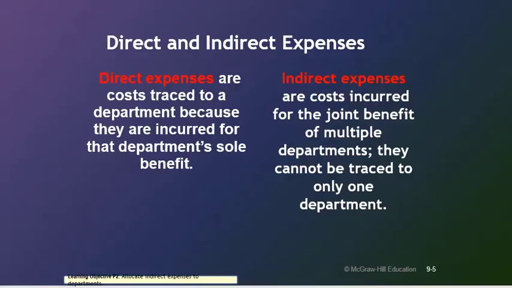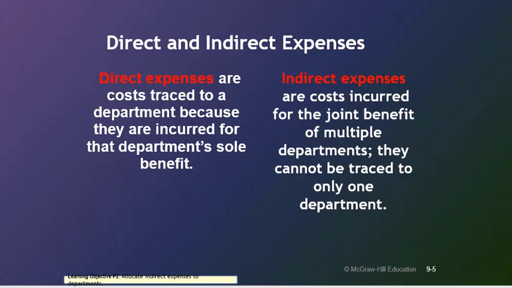Okay, so let's talk about direct and indirect expenses. When departments are organized as profit centers, responsibility accounting focuses on how well each department controls cost and generates revenue. Departmental income statements are then used to report profit center performance. So when a company is computing departmental income, we make some key decisions about allocating expenses.